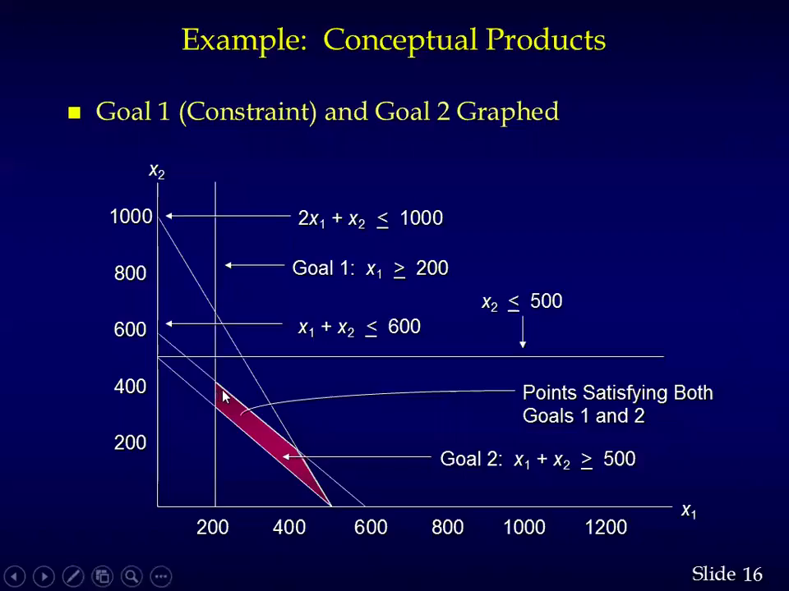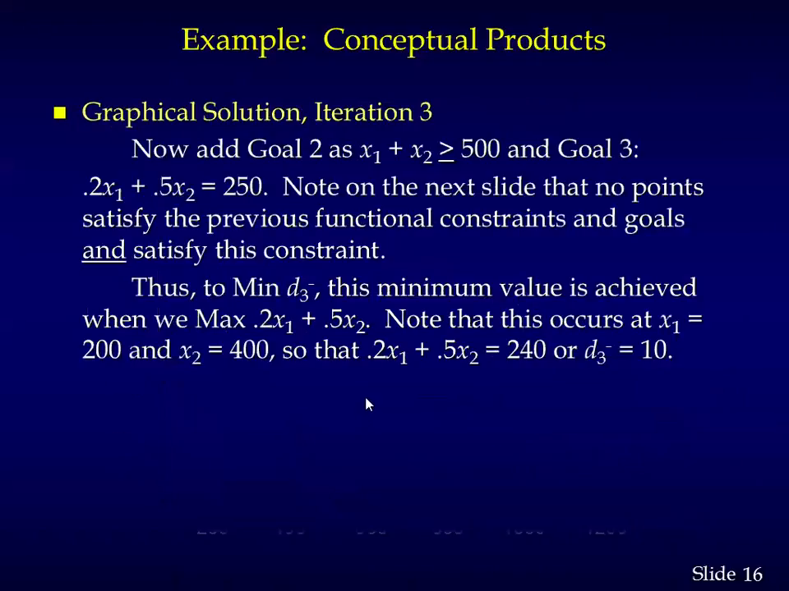Then we bring in the third goal. What was the third goal? The third goal was to do with profit, or revenue. So now this next goal is 0.2 x1 plus 0.5 x2 equals 250. Now, unfortunately, none of the points in this region satisfy this. So what we do is we look for the closest point to that.